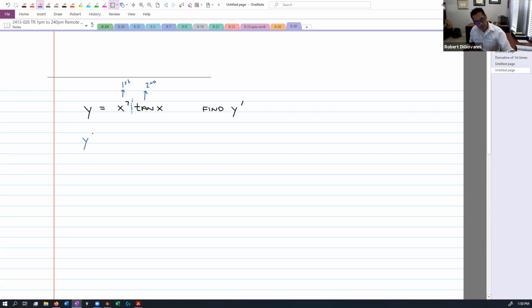The derivative of this should be, according to the product rule, the derivative of the first one. So whatever the first one is, take its derivative, times the second one, do not take the derivative, plus the derivative of the second one, which is the derivative of tangent, times the first one. I have not taken any derivatives. I've just written out the formula.